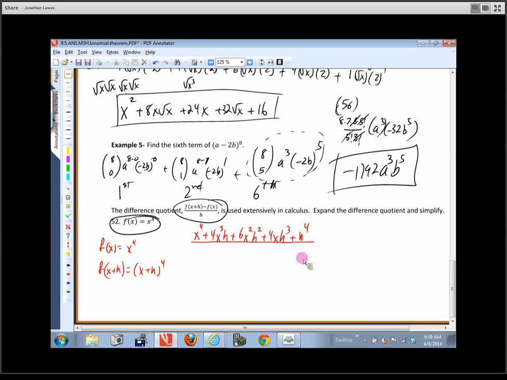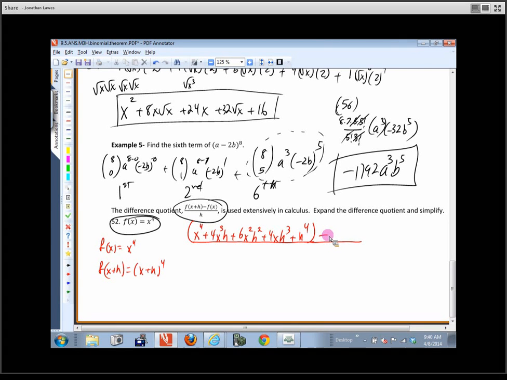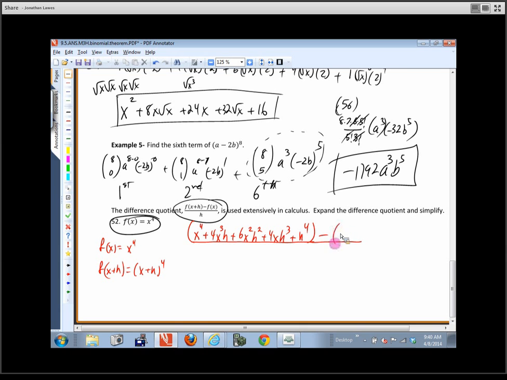H to the fourth. Technically we had an h to the 0, to the first, to the second, to the third, to the fourth. X to the fourth, to the third, to the second, to the first, technically to the 0 power, so that's that one. Okay, this is all f of x plus h. Minus, what is f of x? X to the fourth. All over h. Now, your job to finish this problem off is to simplify that.